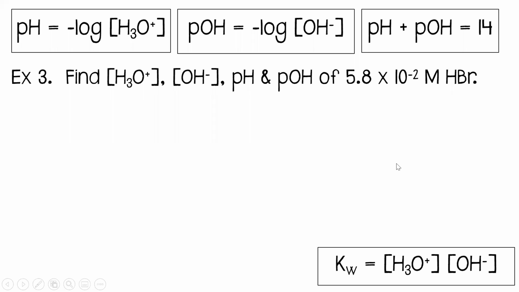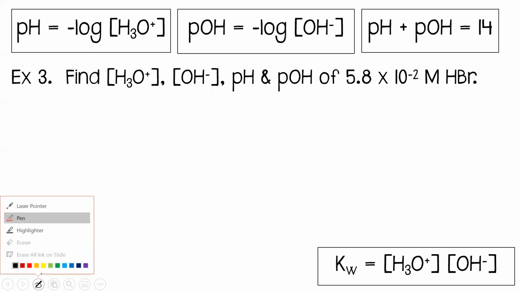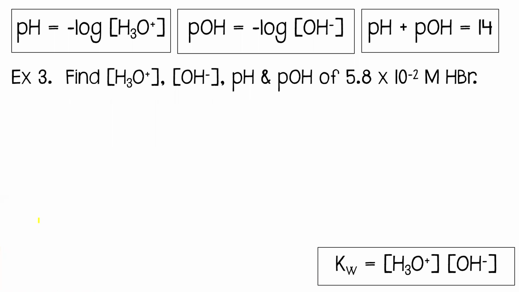So this is continuing from the last examples, which is why it's example 3. But it says find the hydronium and hydroxide ion concentrations, as well as the pH and pOH of this solution. So the first important thing is obviously the concentration given to us and the substance. So this is our molarity, and this is our substance. Those are the 2 most important things to start with.